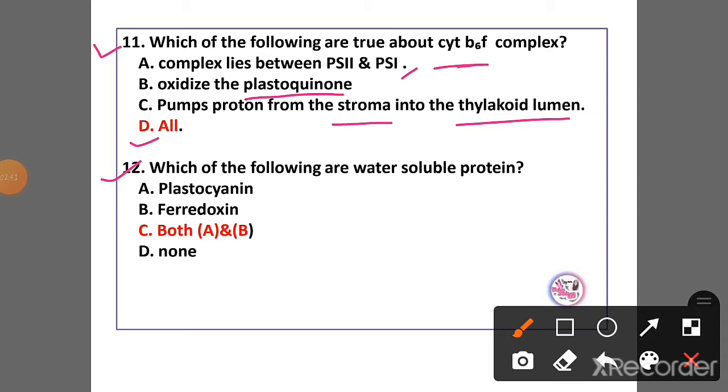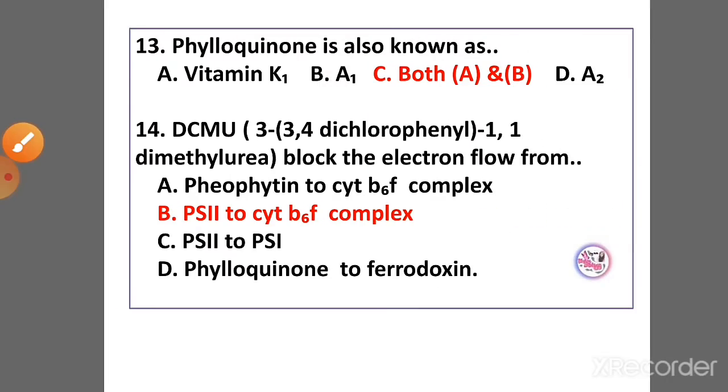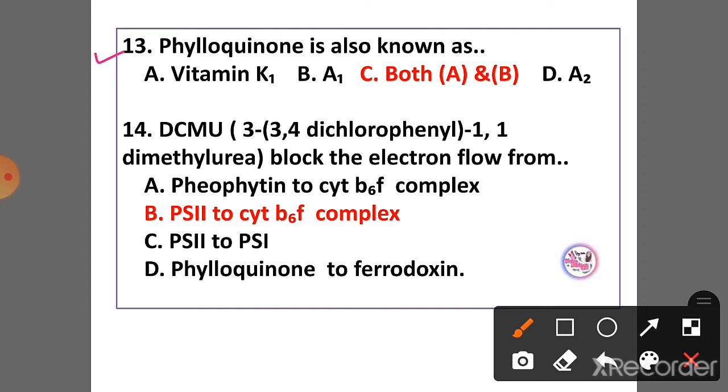Question 12. Which of the following are water-soluble proteins? Option C, both A and B. Plastocyanin and ferredoxin are water-soluble proteins. Question 13. Phylloquinone is also known as option C, both A and B: vitamin K and vitamin A1.